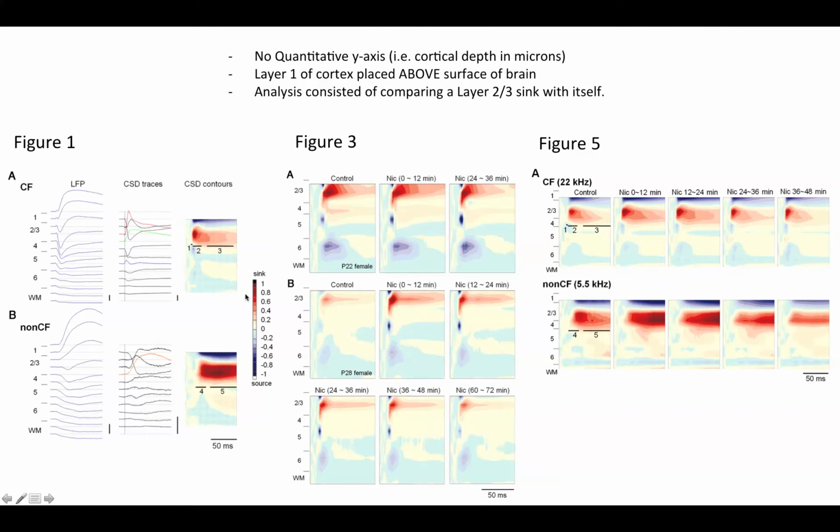Now, there's a few things that all 3 of these figures have in common. First of all, there is no quantitative y-axis. By that I mean that there is no cortical depth in microns on the y-axis right here. Instead, there's this categorical y-axis with an assignment of laminar boundaries.